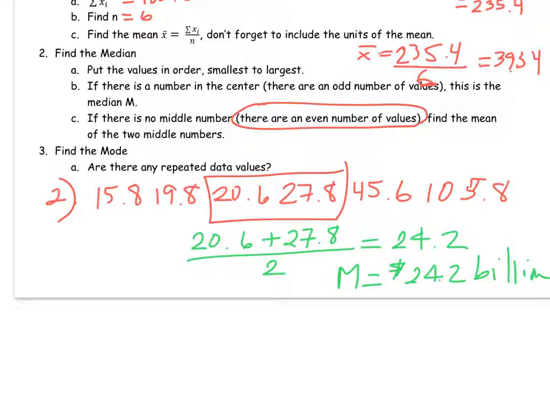And then the mode. Let me write the mode in a different color. Let me use blue. The mode: are there any repeated data values? No. So in this case, there is no mode. We can have no mode at all, we can have more than one mode, or we can have a single mode. It's the number that you have the largest count of in the data set, and this count could be repeated. Like if I had two numbers that were repeated 4 times, then those two numbers would be the mode.